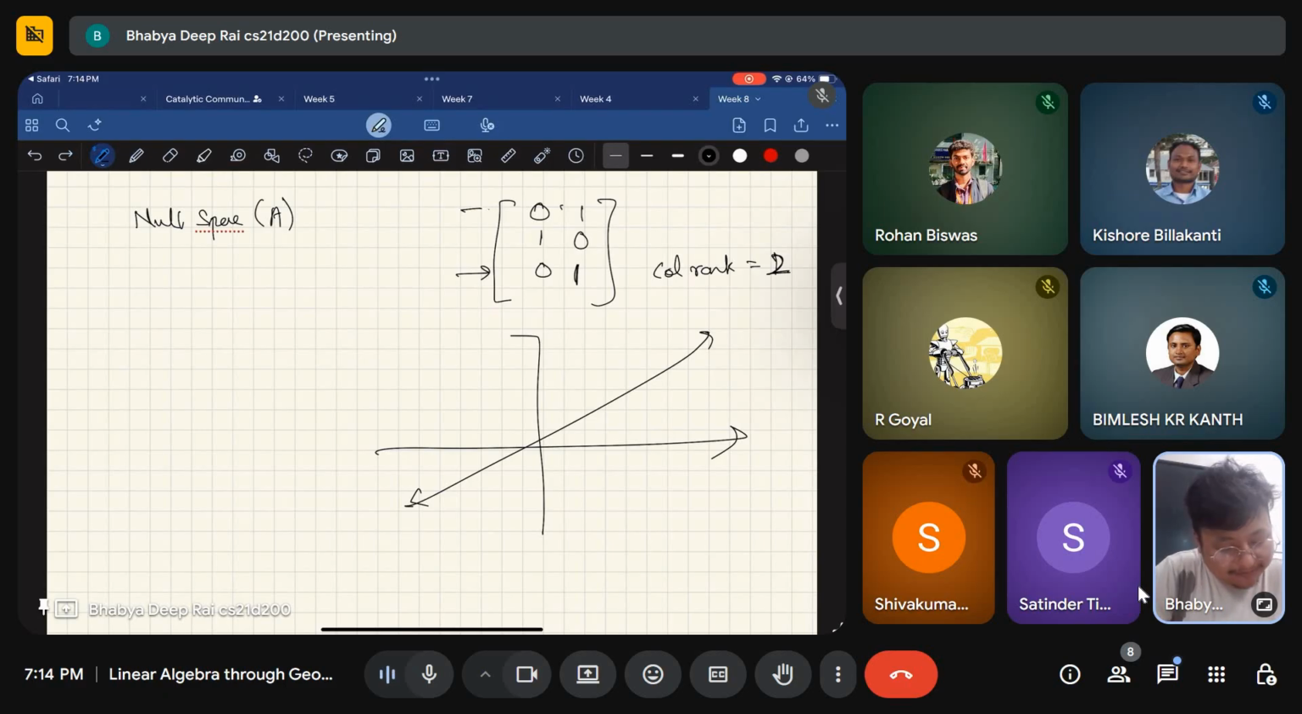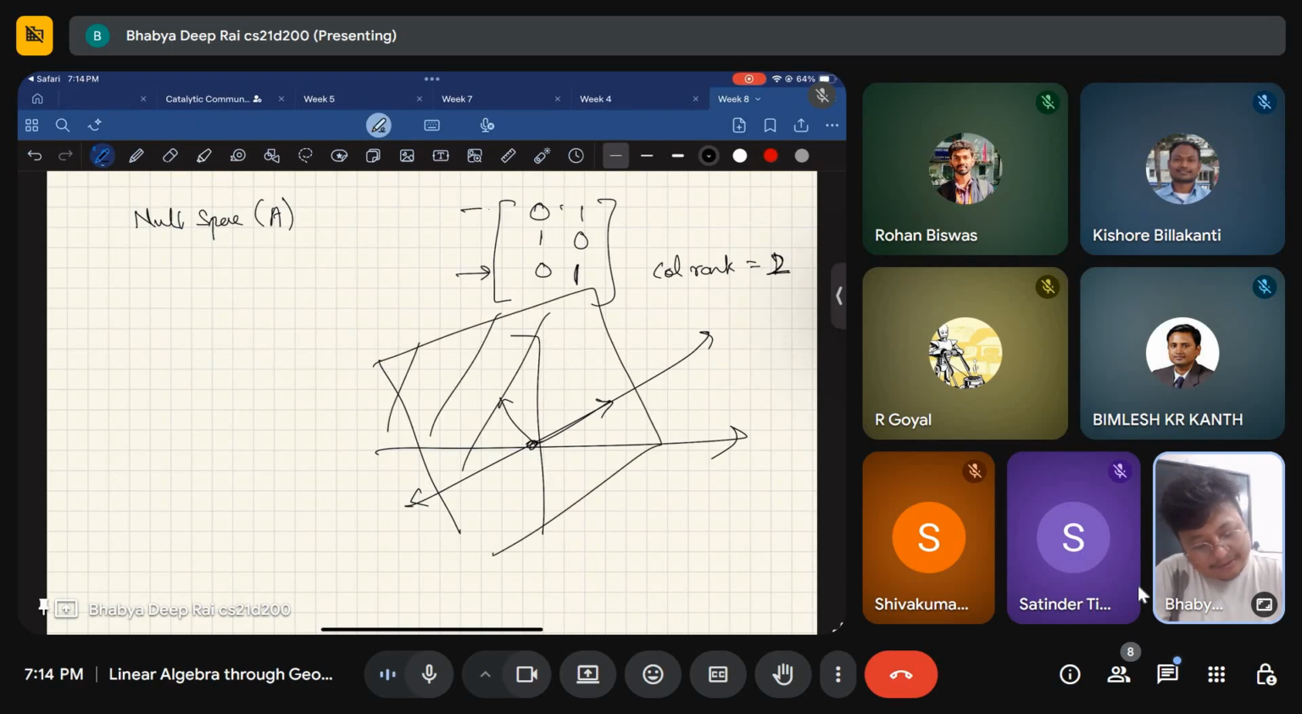So what does it mean when column rank is 2? It means that if I plot these two vectors on 3D space, for example, 0, 1, 0 is, let's say, this, and 1, 0, 1 is, let's say, this. What does it mean? It will span a plane, is it not? A plane is an object of dimension 2.